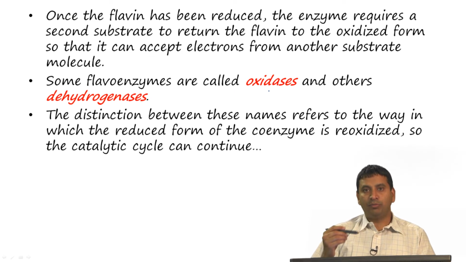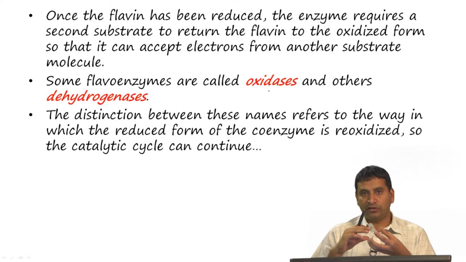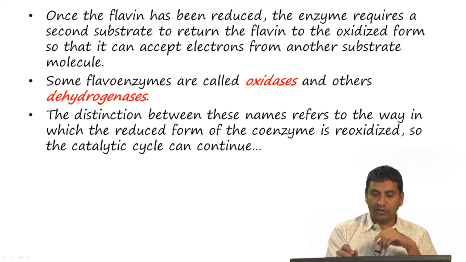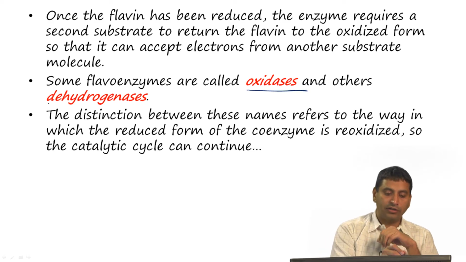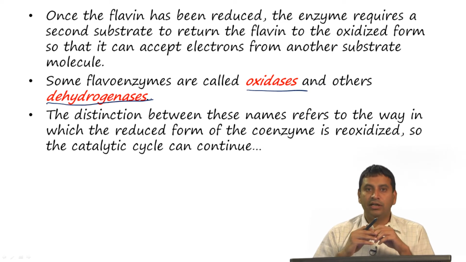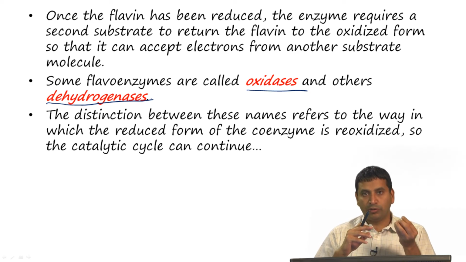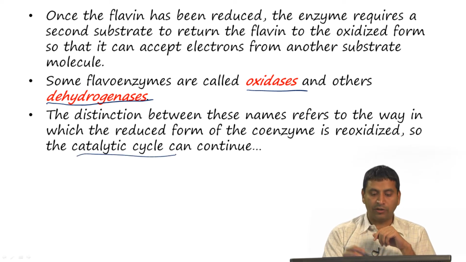So, once the flavine has been reduced, now the enzyme requires a second substrate to return the flavine to the oxidized form, so that it can accept electrons from another substrate molecule. So, some flavoenzymes are called as oxidases and others are called as dehydrogenases. Okay. The distinction between these names refers to the way in which the reduced form of the coenzyme is reoxidized, okay, so that the catalytic cycle can continue.